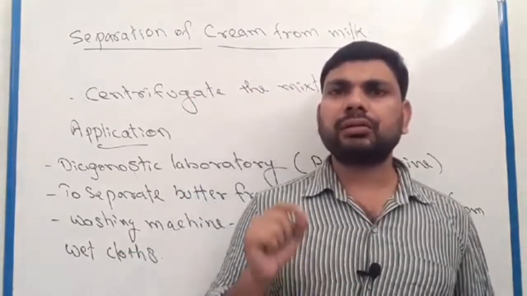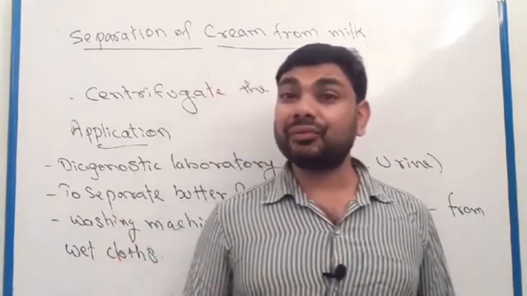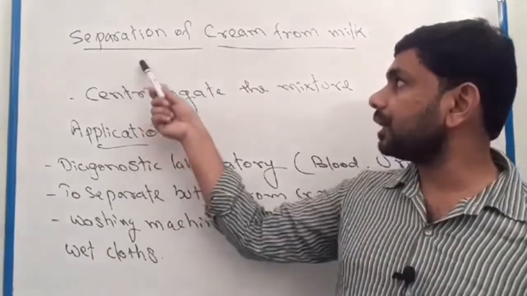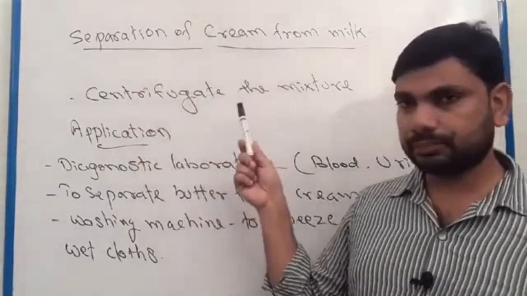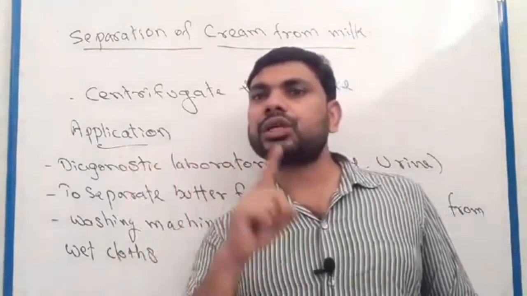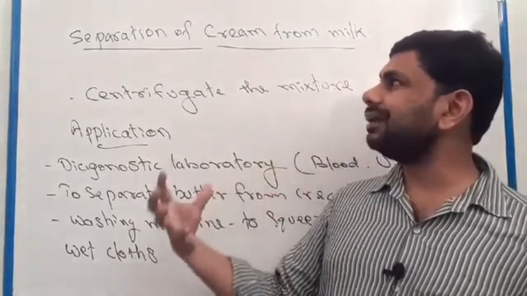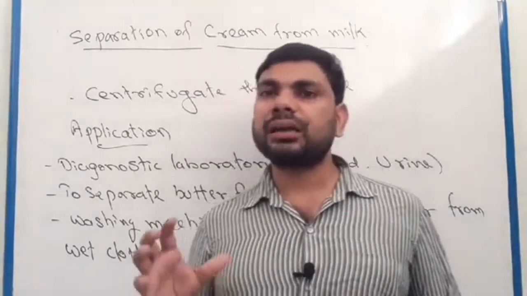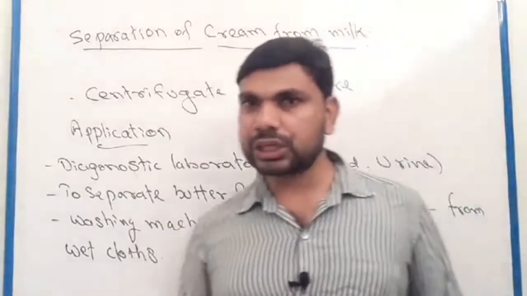Okay, the mixture rotates rapidly in a particular machine called a centrifugation machine. To separate cream from milk, we will use this method, the centrifugation method. Centrifugation means the mixture rotates very rapidly, so we can separate cream from milk. This is the apparatus used to separate cream from milk, or the apparatus used for centrifugation.